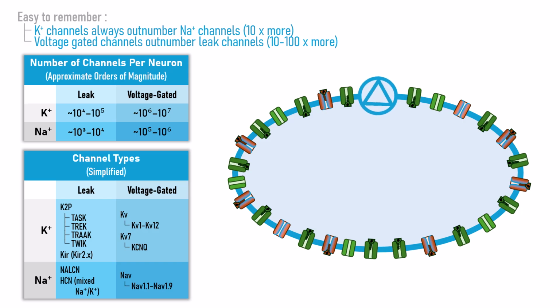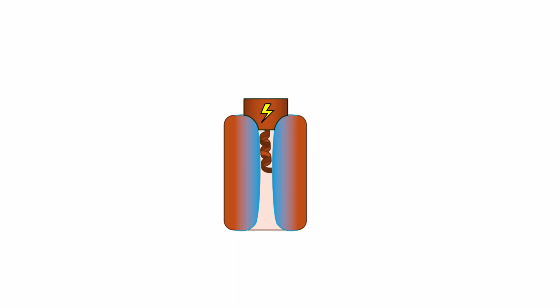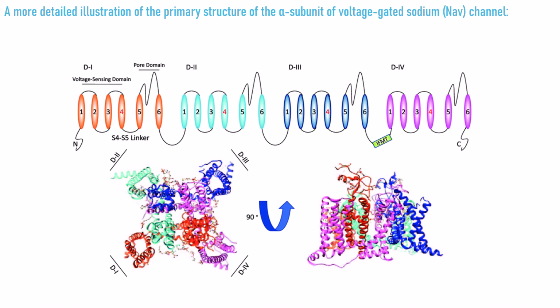See the breakdown on the screen, but we will not go into those details. Now, about the gate. Of course, it does not look like on this picture, but how does it look like? Well, like this. The whole channel has a huge voltage sensing machine attached, the so-called voltage sensing domain, or VSD.